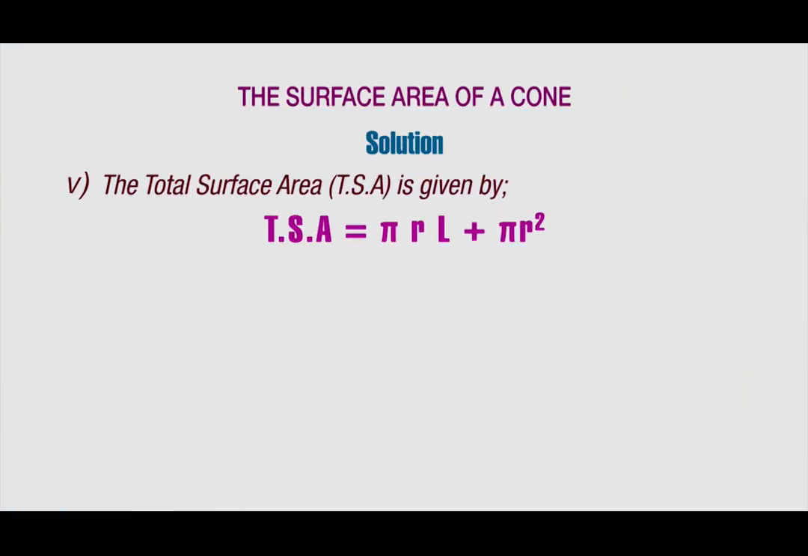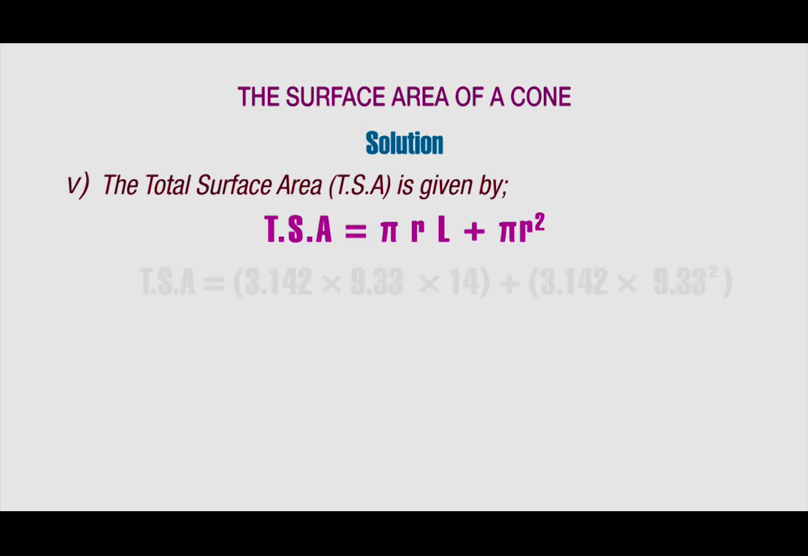Now let's look at the fifth one, where we are to calculate the total surface area. We know our formulas. Make sure you can remember the formula. The total surface area of a cone is given by pi rL plus pi r squared. That's the curved surface area plus the base area. We have all our parameters, so you only have to substitute after you have quoted your formula.